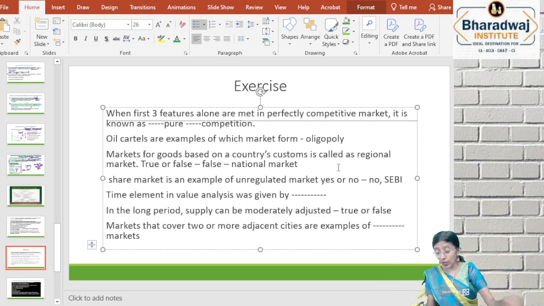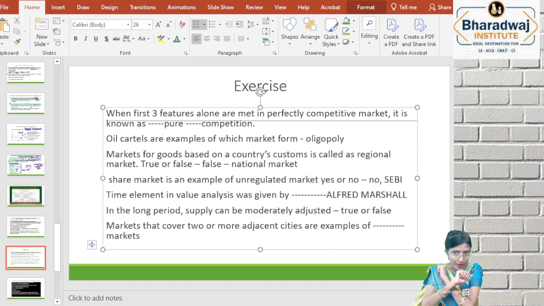Time element in value analysis was given by Alfred Marshall. Please remember that. Very short period, long period, very long period. Very long period we won't take into analysis at all. Very long period is also known as secular period. Okay. In the long period, supply can be moderately adjusted. Answer is what? False. Because it can be completely adjusted.